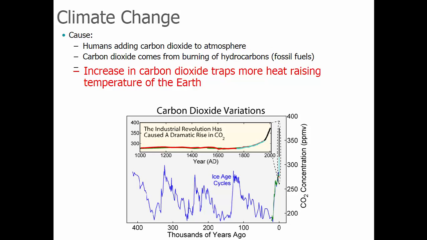But what happens is, as carbon dioxide in the atmosphere builds up, it acts almost like a blanket over here that's thickening. Carbon dioxide traps heat. And as that heat is trapped, the overall temperature of the Earth is increasing.